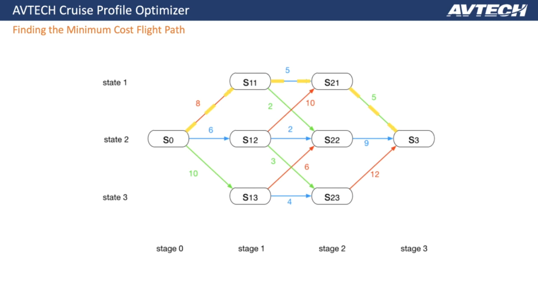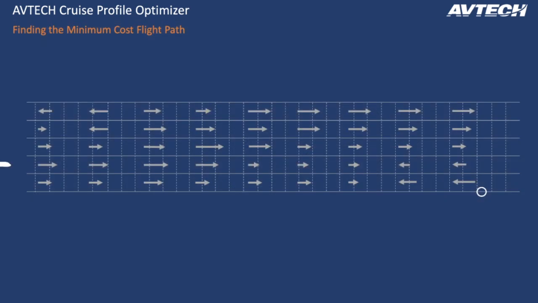We see each stage is typically a 10-kilometer step. Each state is a flight level. The starting point for the calculation is the top of climb point. The end point is the top of descent point. So with this product, we're only looking at the cruise phase of the flight.